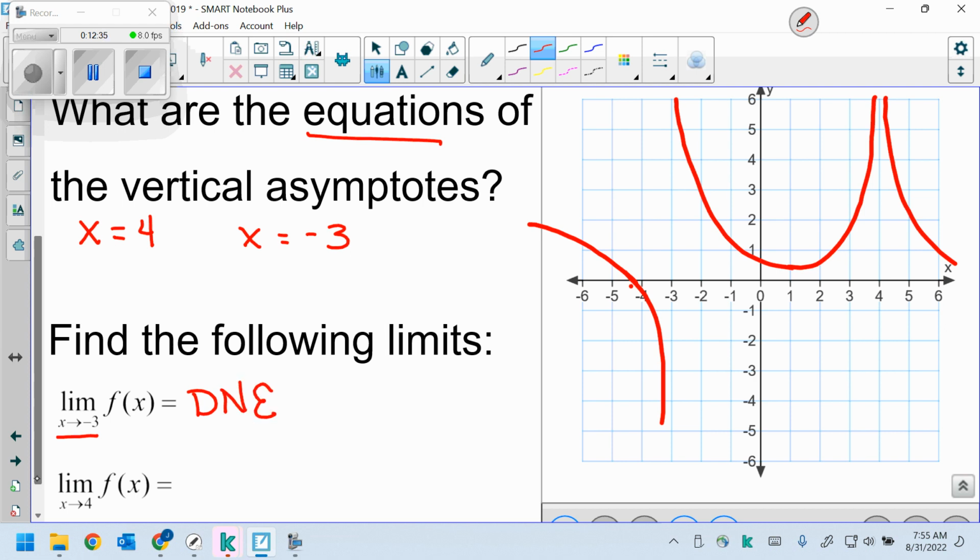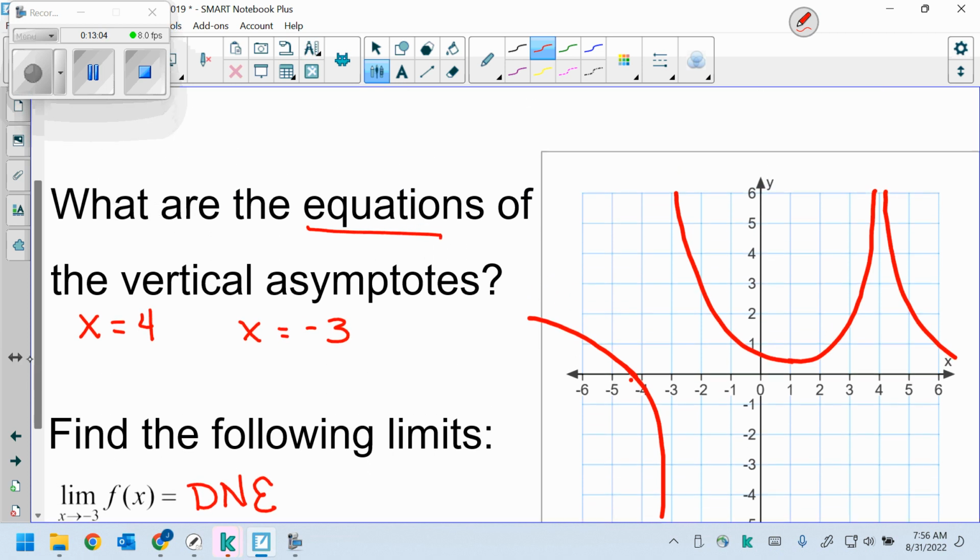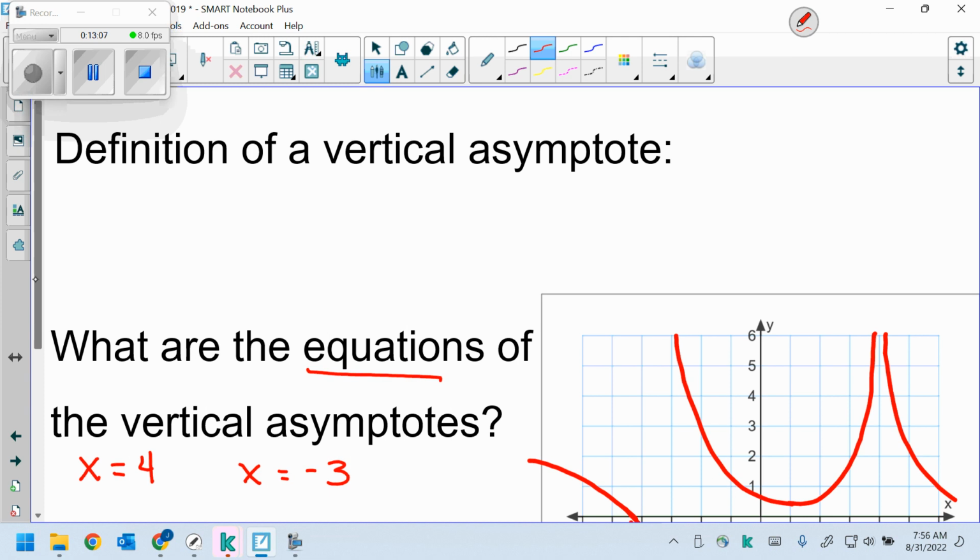Now, what's the limit as x approaches 4? Well, if I approach 4 from the left, it looks like I'm going up, up, up to infinity. If I approach 4 from the right, I'm going up, up, up to infinity. And those agree. Even though I can't give it a definite numerical value, they're both going to infinity. So that's what I'm going to say the limit is. Now, what is a vertical asymptote? Both of those are vertical asymptotes, at -3 and at 4.